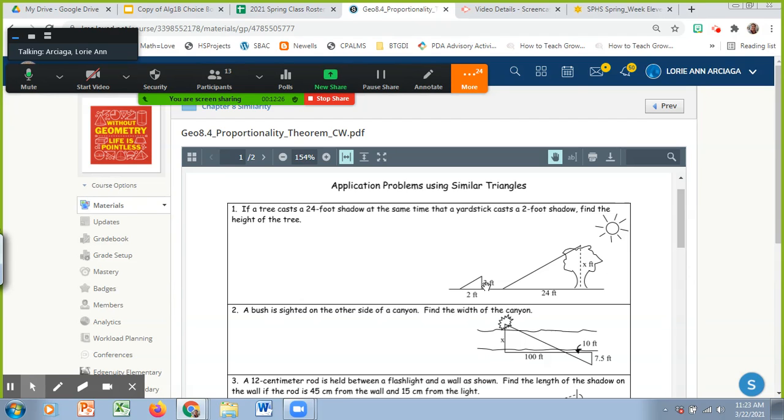Okay, so what are we going to do today? So pretty much we are going to apply what we learned to some word problems. Yes, the bottom line of all these is we're going to set up ratios and proportions to be able to solve for the missing height. Okay?